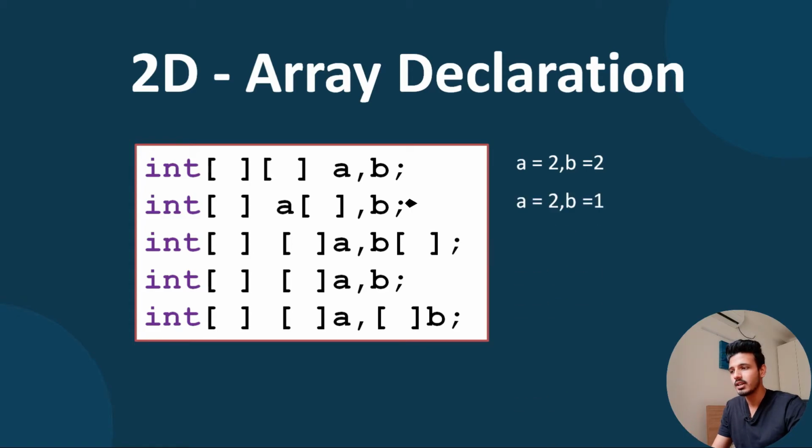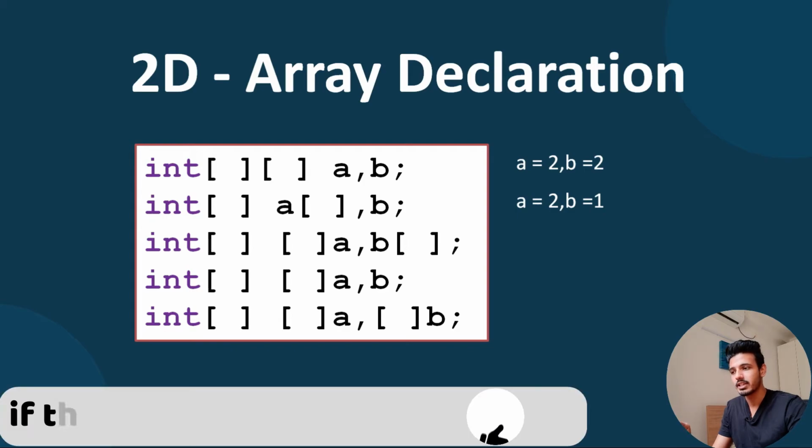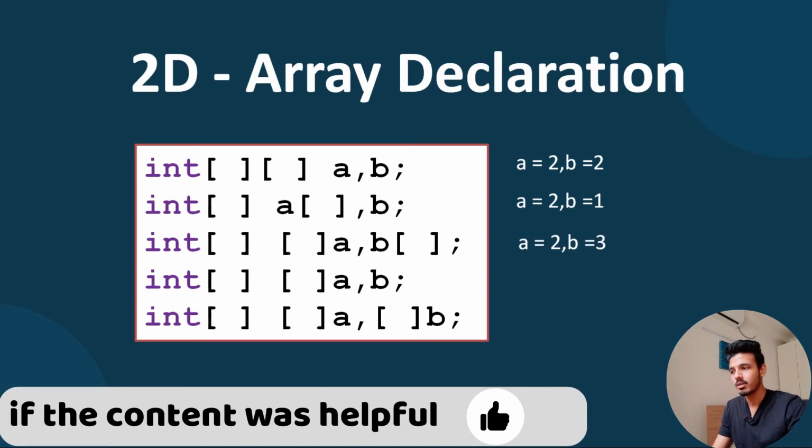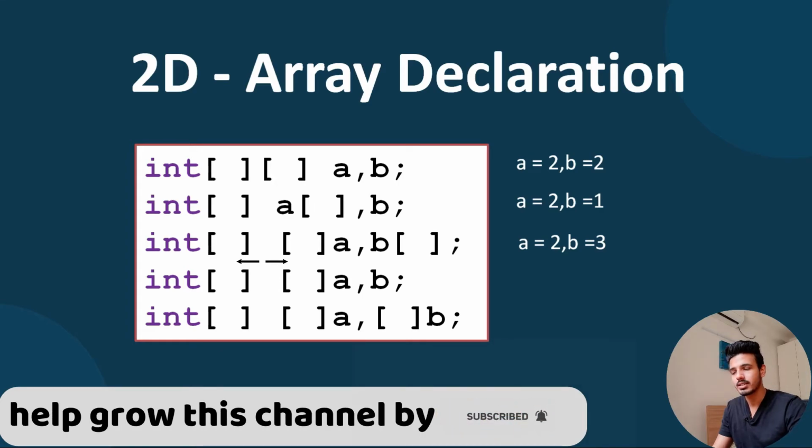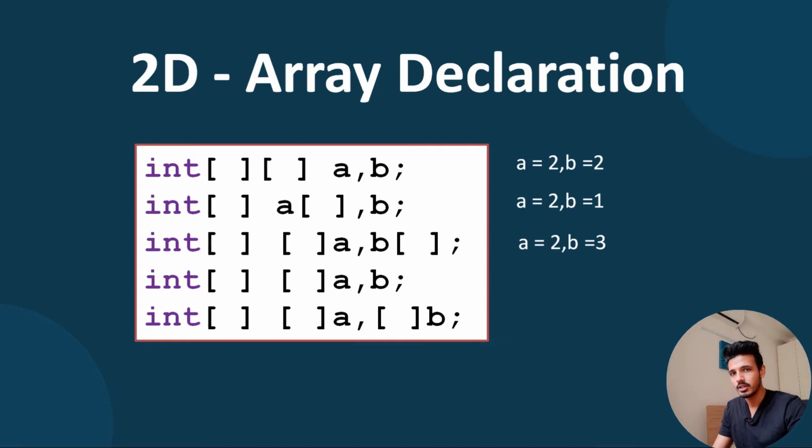In the third example, a has one square bracket, b also has one square bracket, and the int data type also has one. In this case, a will be considered a two-dimensional array, whereas b will be considered a three-dimensional array, because the space between the square brackets is ignored and the brackets are combined with the int, hence the value is 2, and then we have an additional square bracket with b, so it is a three-dimensional array for b, and a is just a two-dimensional array.